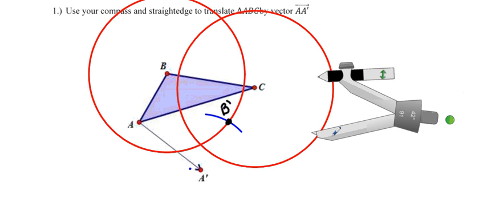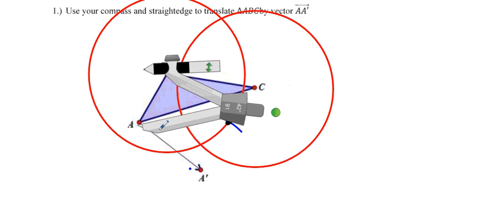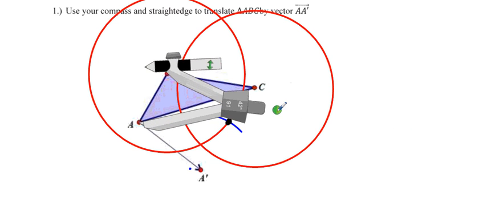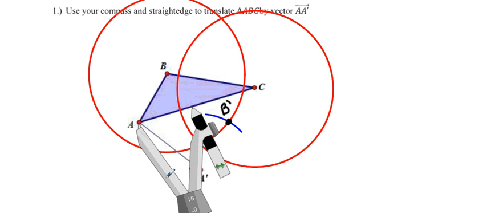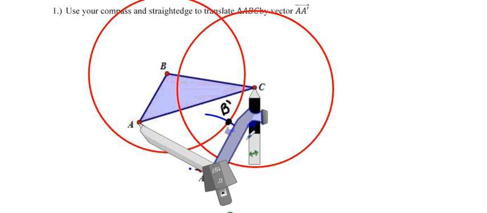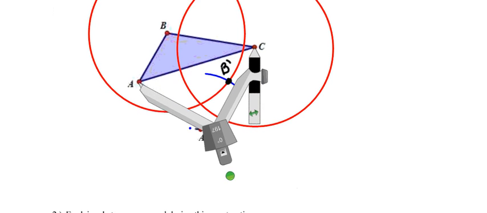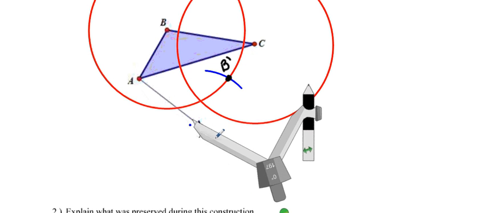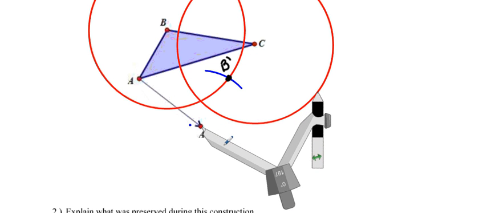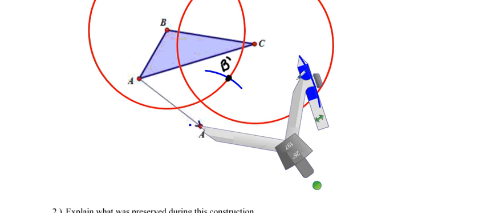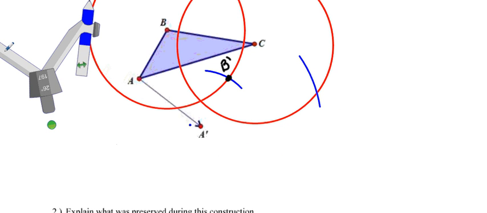And then I'm going to do the same exact thing for point C. I'm going to use my compass to measure the distance between points A and C. Once I've got that distance set, I'm going to slide the point of my compass down vector A prime. And this time I'm going to make sure I draw an arc that intersects the circle about point C. And the intersection of those two arcs is going to become point C prime.